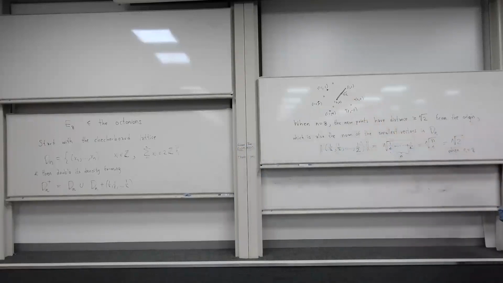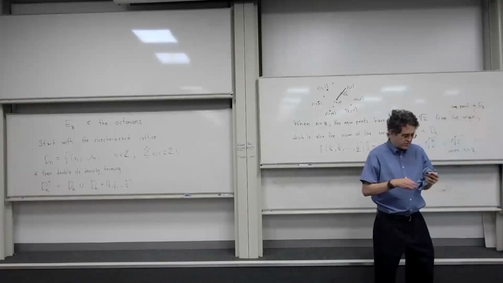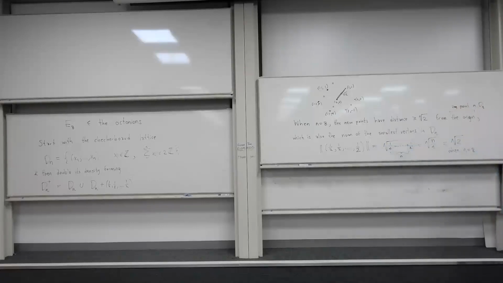So what I'm telling you really is that the new points have distance square root of 2 away from anything in the original lattice, just like the old points in Dn were that far away. So we've doubled the density while not making any points be closer to each other than they had been before.